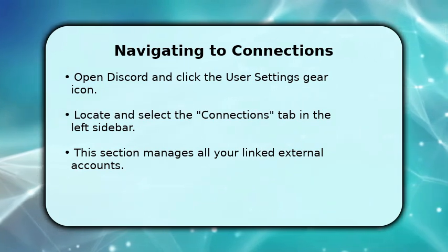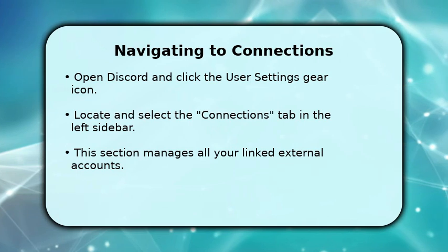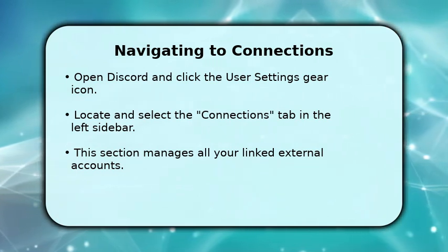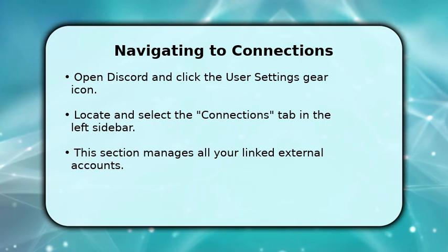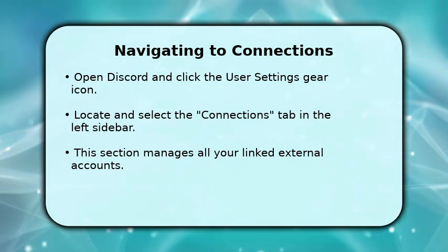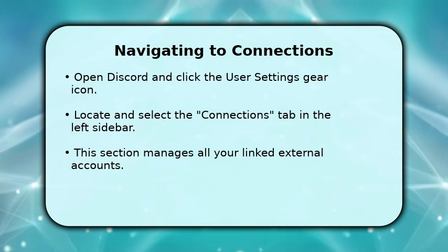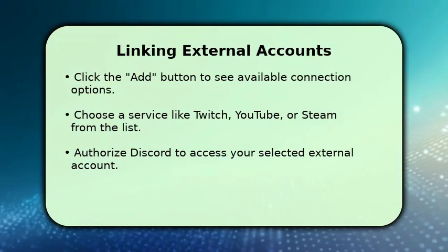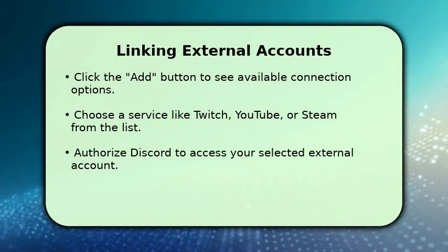Once inside, navigate to the left-hand sidebar and find the Connections tab. This is your central hub for managing all external services linked to your Discord account, providing a clear overview of your current integrations. Now that you are in the Connections section, you will see an Add button.